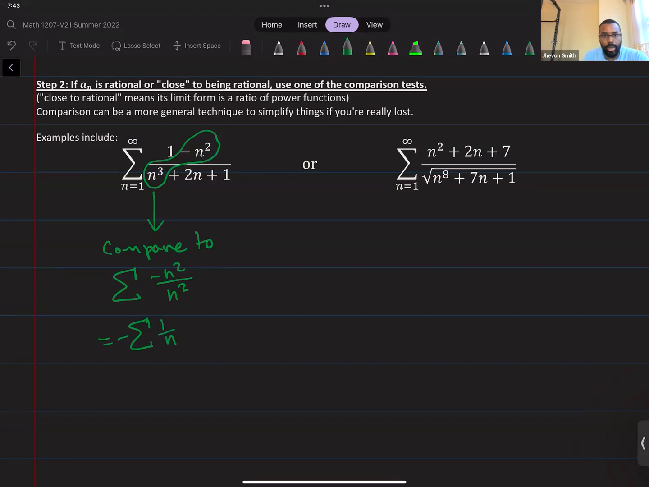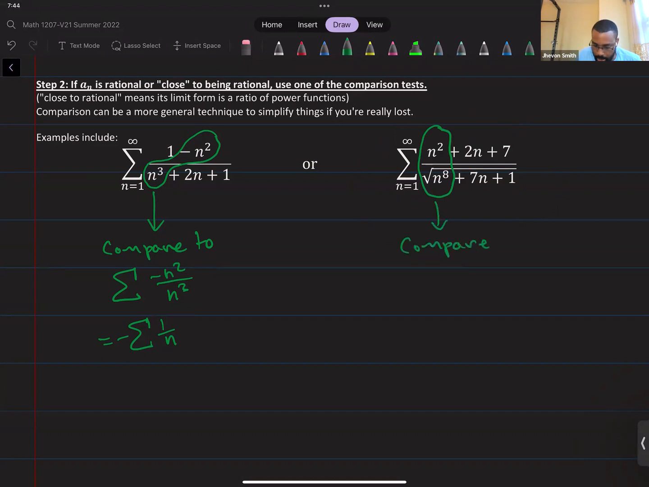And so that's harmonic, which means you can either do the direct comparison test, if you know the way the inequality is going to turn, or just do the limit comparison test if you don't. This one actually behaves like 1 over n, and so this will diverge. Okay. Now, the second series here is not a rational series. However, it's close to being rational in the sense that, again, if I focus on the biggest guys, these two, right?